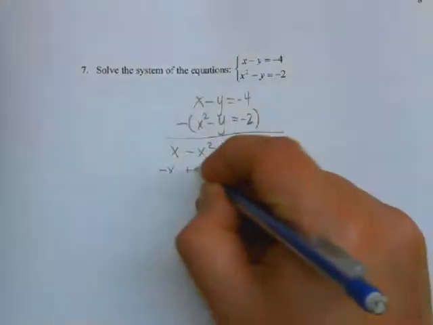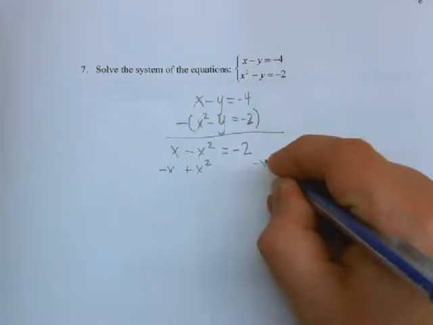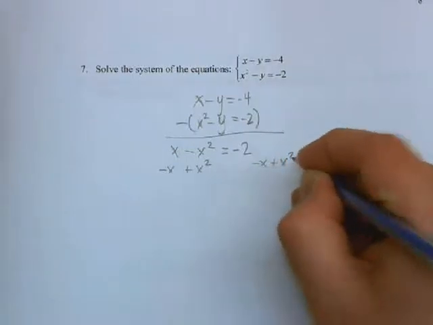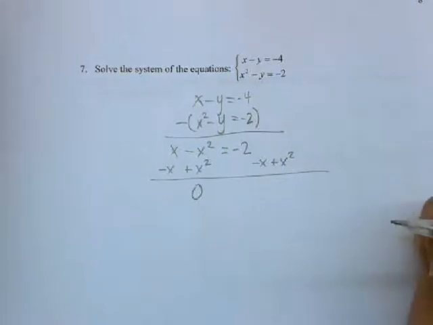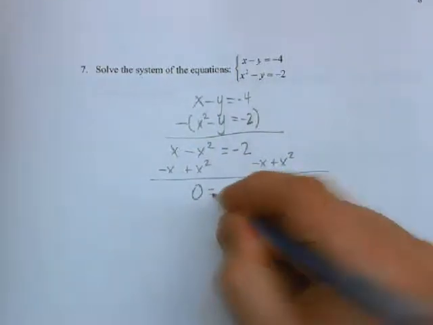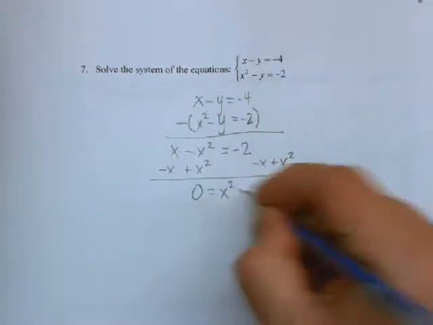So what I'm going to do is subtract x and add x squared to both sides of the equation, so I get 0 on one side of the equation. That is necessary when you solve by factoring.